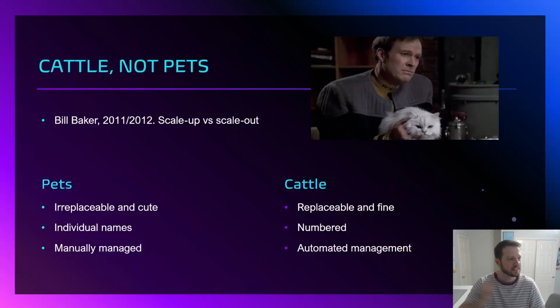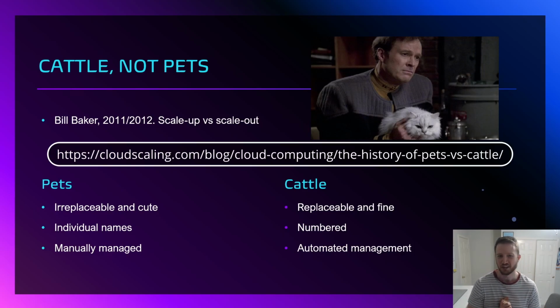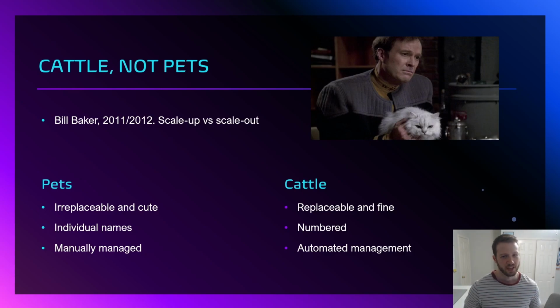And we're about done. The last thing I want to mention here is this idea of cattle, not pets. As best I could tell, this was coined by Bill Baker in 2011 or 2012 when he was talking about scaling up versus scaling out. I noticed I did not include the blog post link on here. I got that from, so I'll do that if you go to my site and look at this. But basically, the idea here is you want to think of your infrastructure as cattle, not pets.